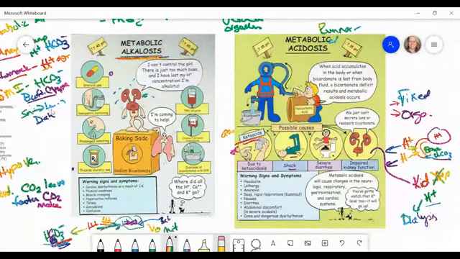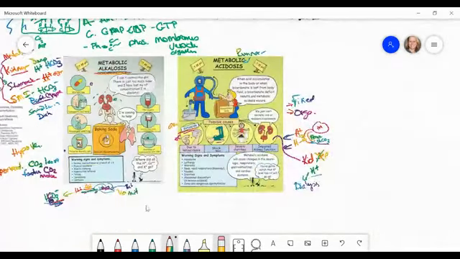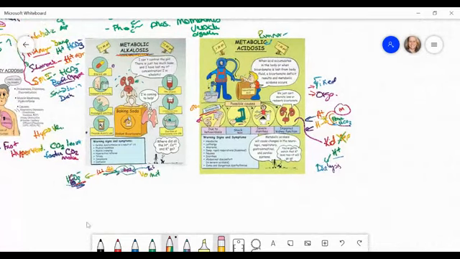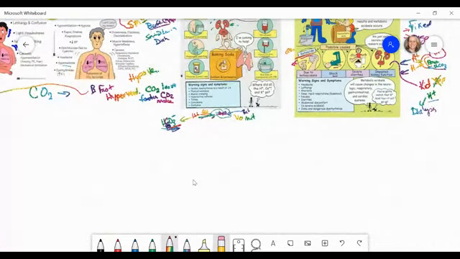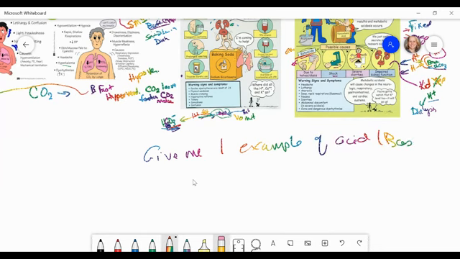Okay? Now, one of the essay questions that I ask related to this chapter is, I'm going to say, give me one example of an acid-base disturbance and tell me how did it happen.